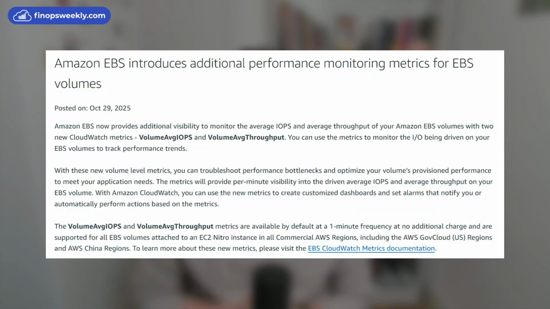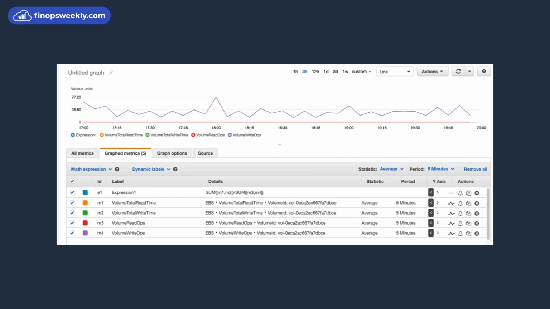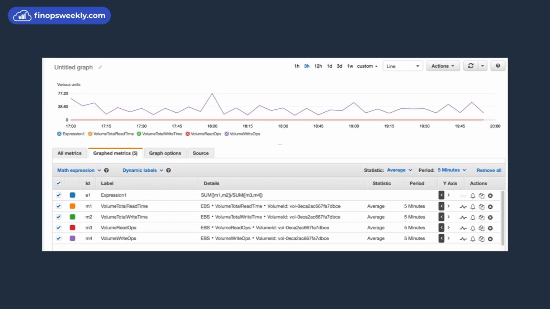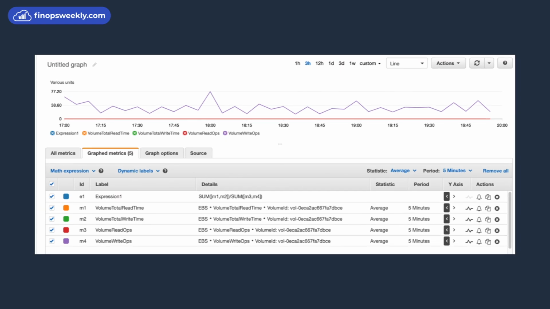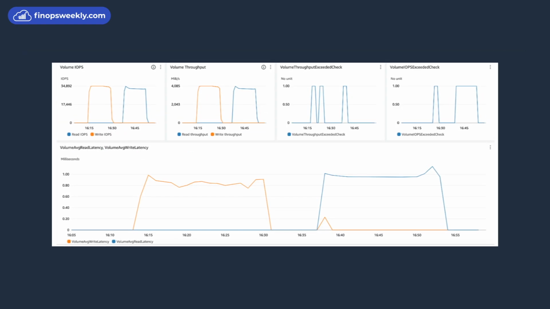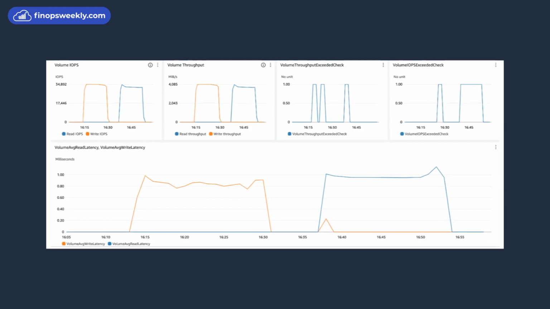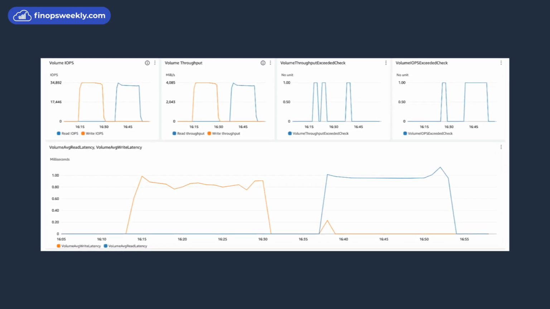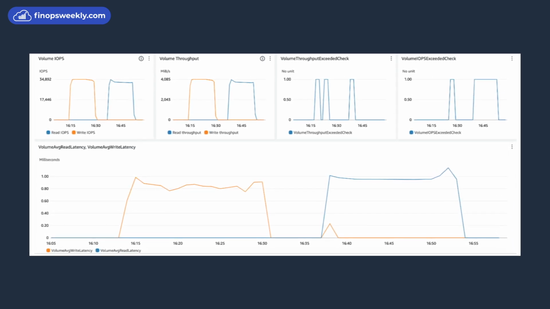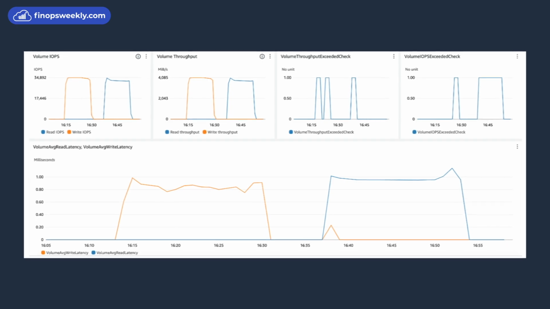And now, Amazon EBS adds per volume average IOPS and throughput CloudWatch metrics so you can pinpoint and optimize volume performance. These metrics provide per minute visibility into driven average IOPS and throughput for EBS volumes attached to Nitro-based EC2 instances across all commercial regions, including government cloud and China. You can use them to troubleshoot bottlenecks and align provisioned performance with actual usage, and with CloudWatch you can build dashboards and alarms to trigger actions or notifications. Moreover, they are available by default at 1 minute frequency at no additional charge.